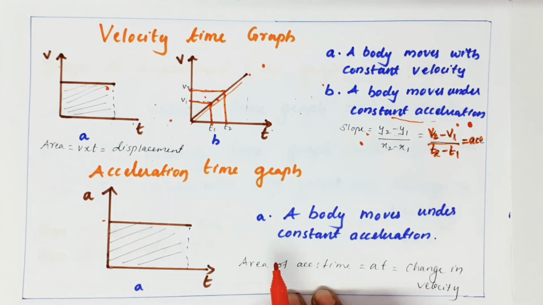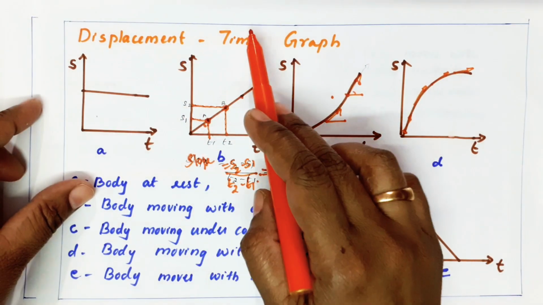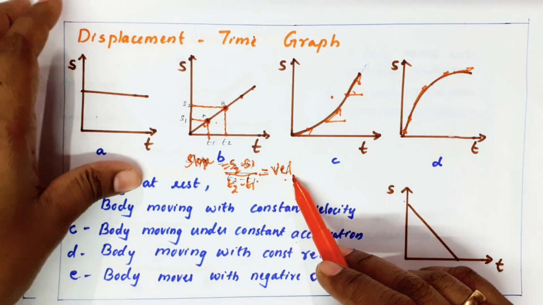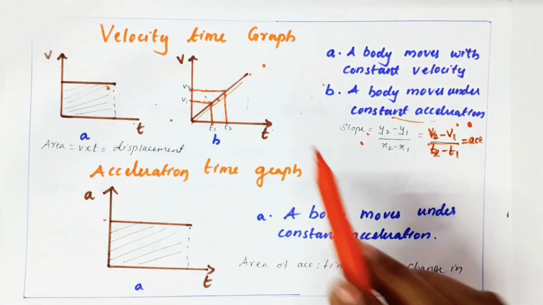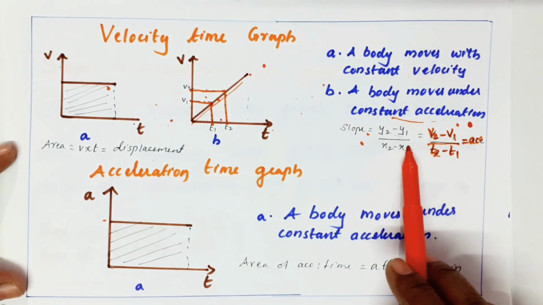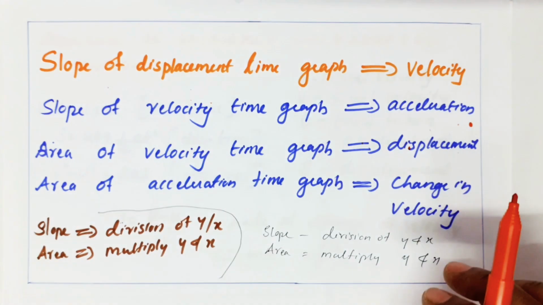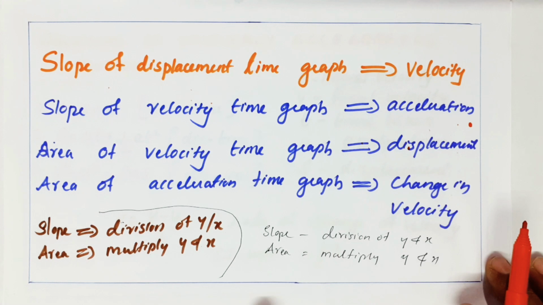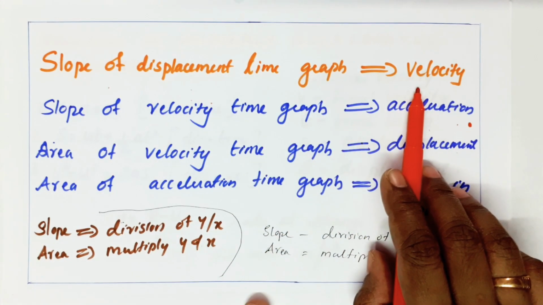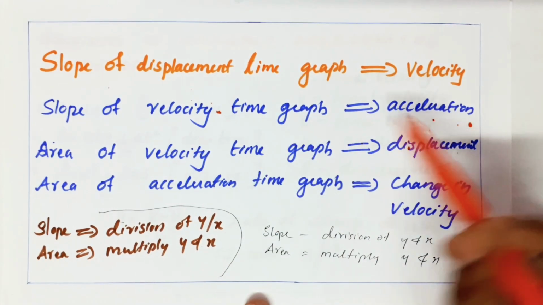Now, I need to tell one more thing. The first graph I told you is a displacement time graph. When you found the slope, you got velocity. If you see the velocity time graph and take the slope, I get acceleration. So I can conclude all these on the next page. Here I made a column. In this case, the slope of the displacement time graph gives velocity. Slope of the velocity time graph gives acceleration.